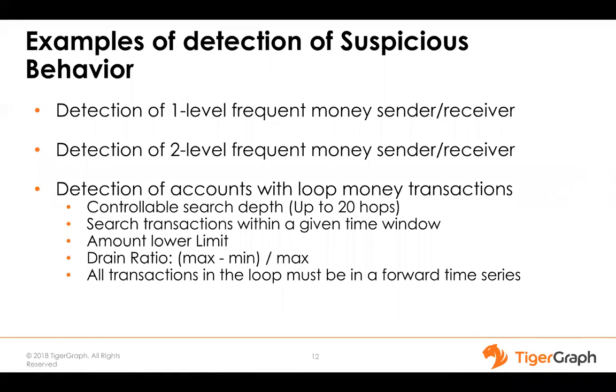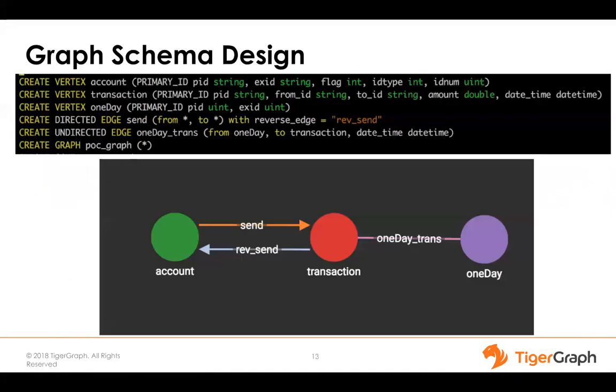So when you do the loop detection, you don't want the money to have very large fluctuations. And another requirement is that all the transactions in the loop are in forward time series, so that every transaction happens one after another, so that it's really a money laundering loop. With all those constraints, TigerGraph can provide you a way to detect those loops. So in order to address this problem, let's look at the graph schema we have.